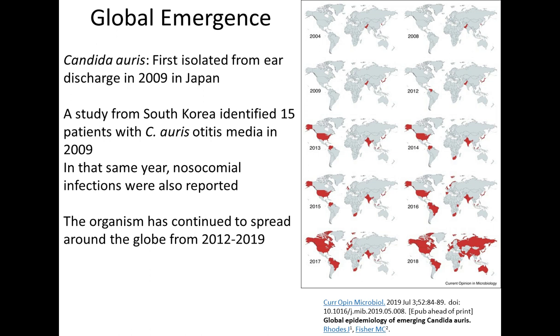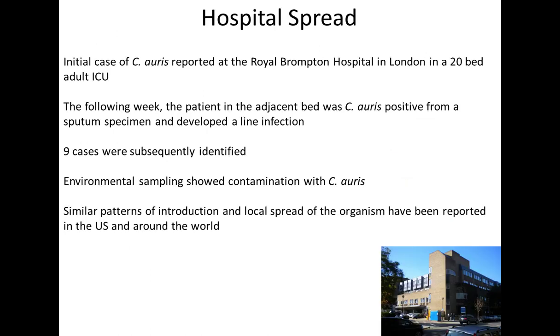Then, over time, the organism has continued to spread around the globe from 2012 to 2019. I have a picture, a global map in Current Opinion in Microbiology, published in 2019, showing that in 2009, you really only saw Candida auris infection in Japan and South Korea, but over time, 2013, 2016, 2018, we saw this distinct spread of this organism globally. So how is that happening? How is an organism spreading so dramatically around the globe? I think that highlighting how it spreads through a hospital system can show how it spread as infected patients move their way around the world.